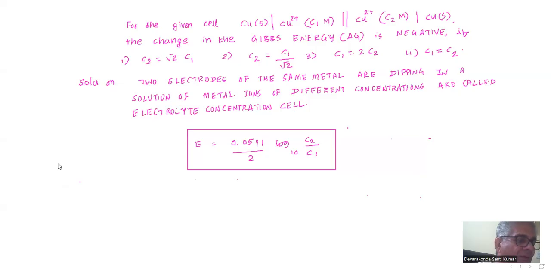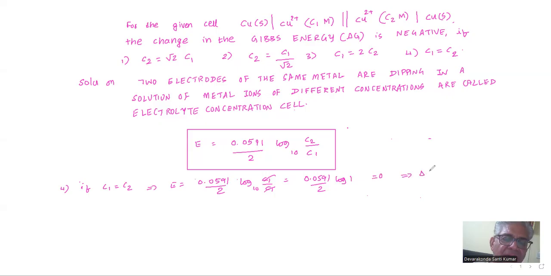If C1 is equal to C2, then that implies E is equal to 0.0591 by 2 log C1 by C1 to base 10. C1 gets cancelled. That is equal to 0.0591 by 2 log 1. And we know that log 1 is equal to 0 and this answer will be 0. That implies delta G is equal to 0. But we want delta G should be negative.